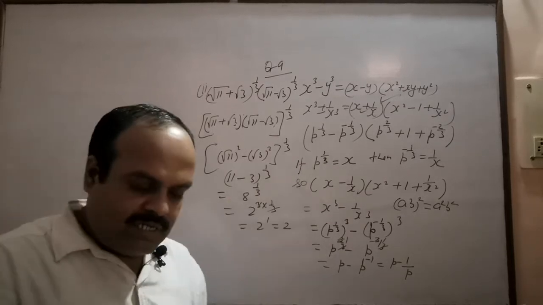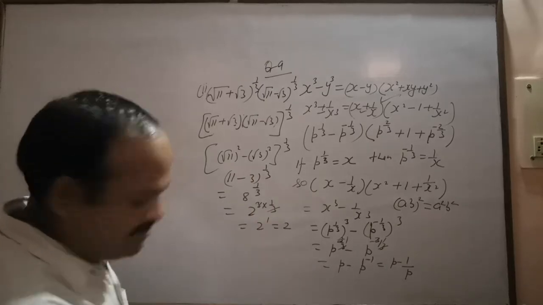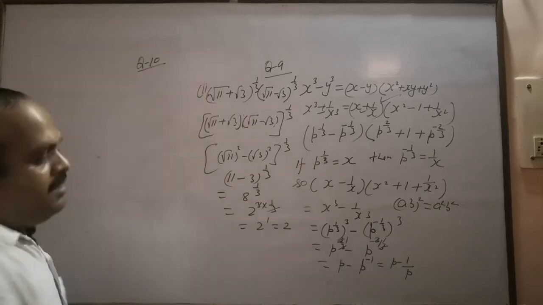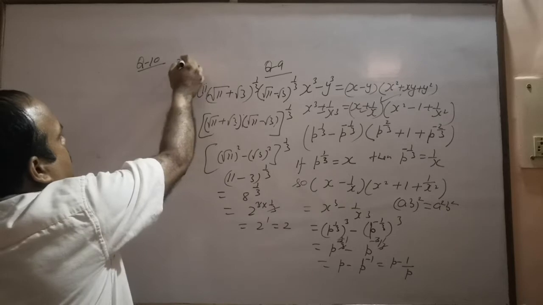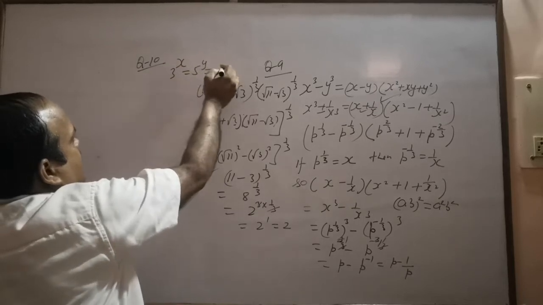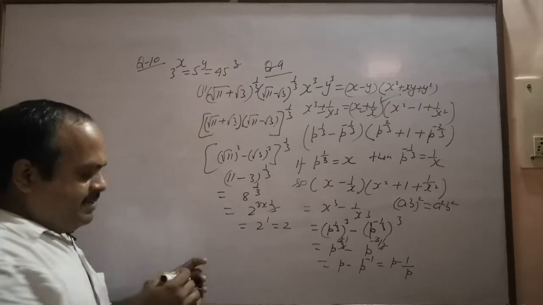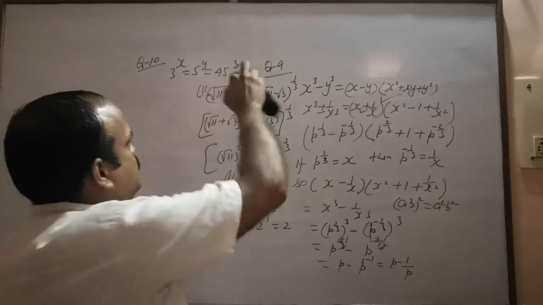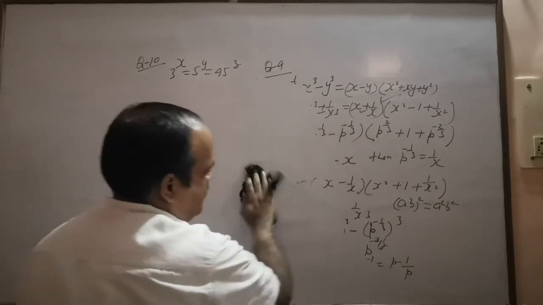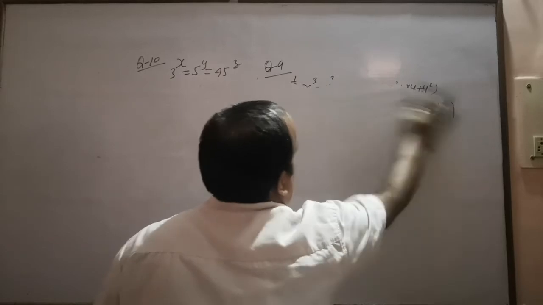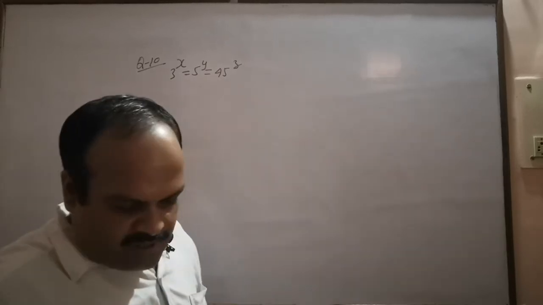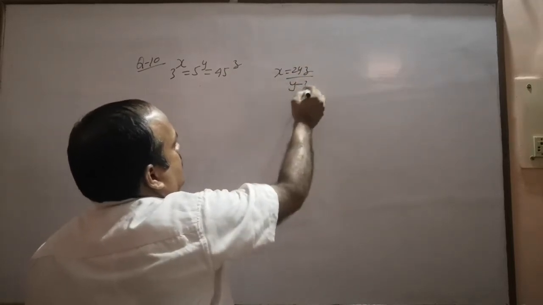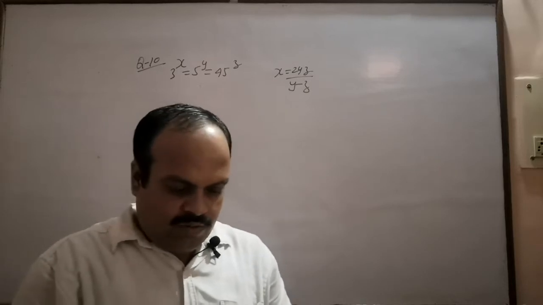Now 2 more questions are left out. We will do them today itself. Question number 10. We have 3 to the power x equals 5 to the power y equals 45 to the power z. With the help of this statement, we want to prove x equals 2yz upon y minus z.